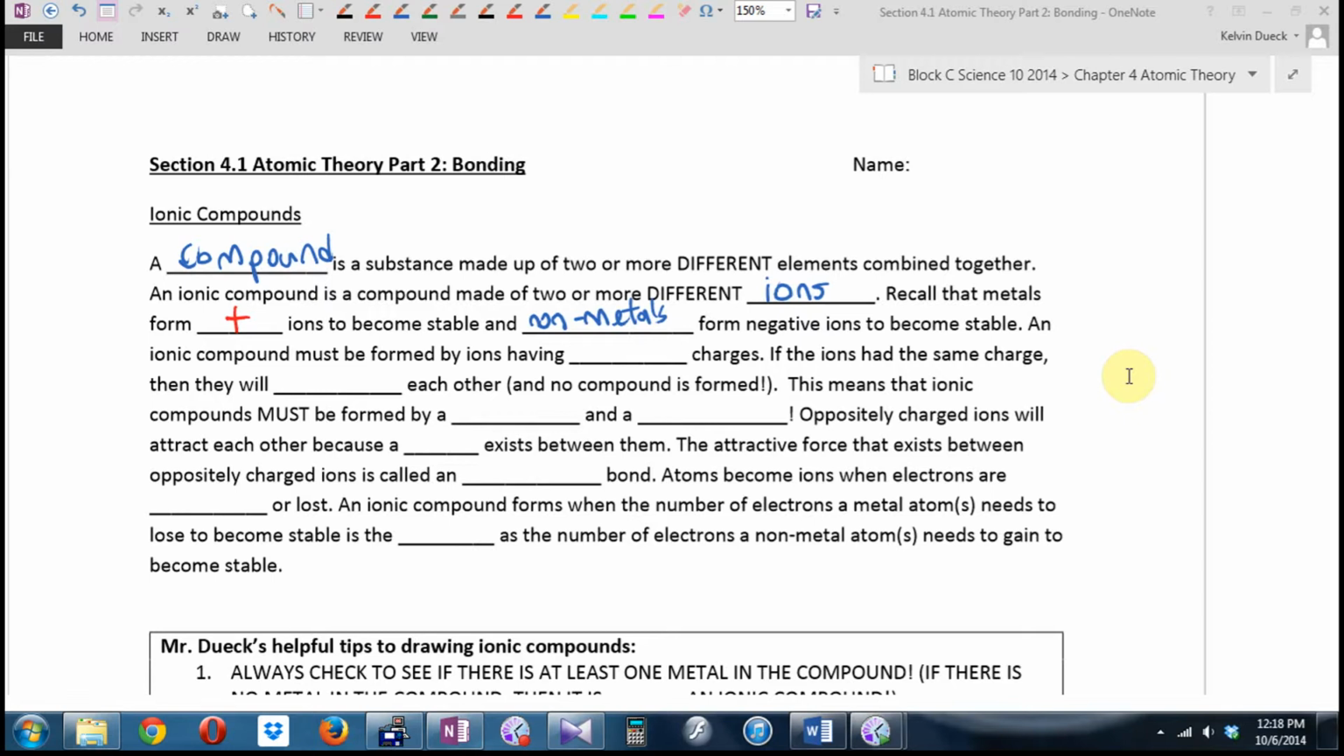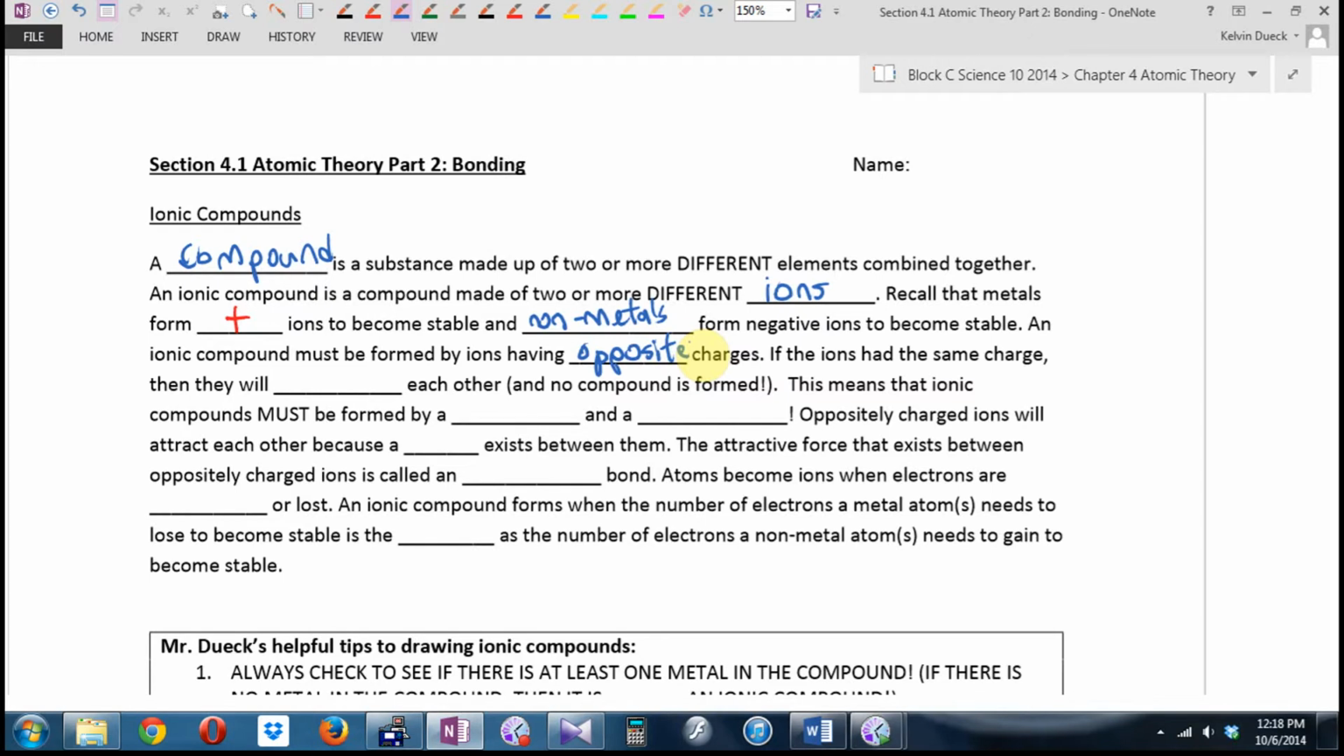Metals want to lose electrons. Non-metals want to gain electrons in order to become stable. So an ionic compound must be formed by ions having opposite charges. You learned last year in Science 9, looking at electricity, that like charges repel. So if two metal ions wanted to form a compound, they couldn't because they would just repel each other. You need to have some positive and some negative.